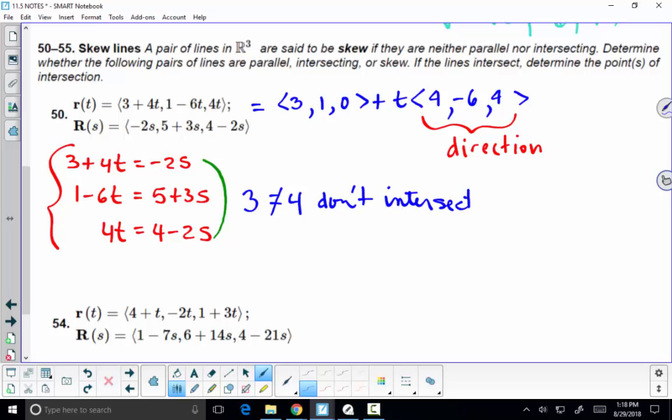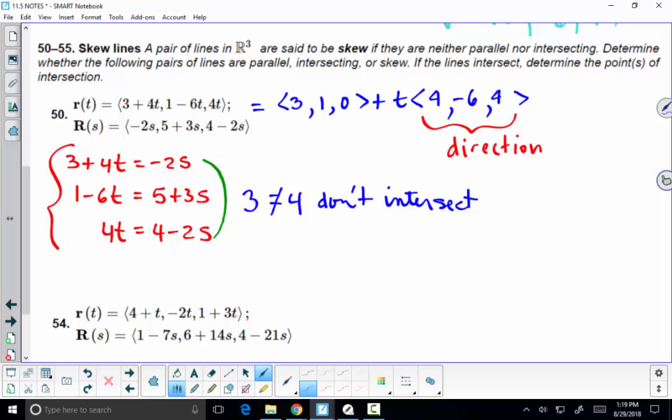So if they did intersect, we would get a relationship between t and s. And if we solve for t and got t to be 5, then we could solve for s and get s to be whatever it's equal to. And then those would correspond to the same ordered triple. One on this line and one on that line, but different numbers for t and s.